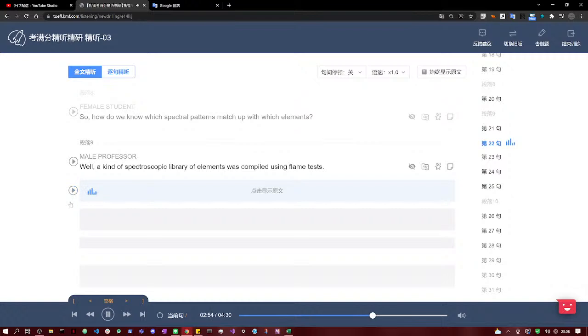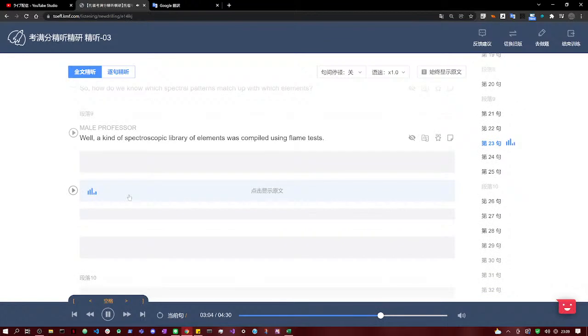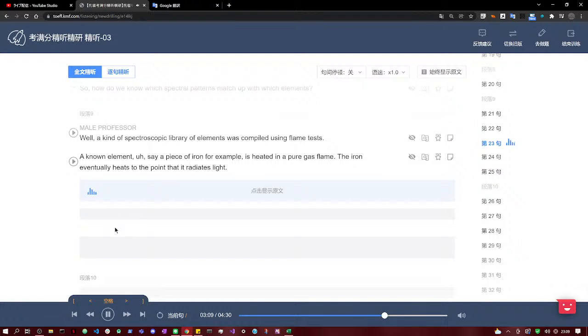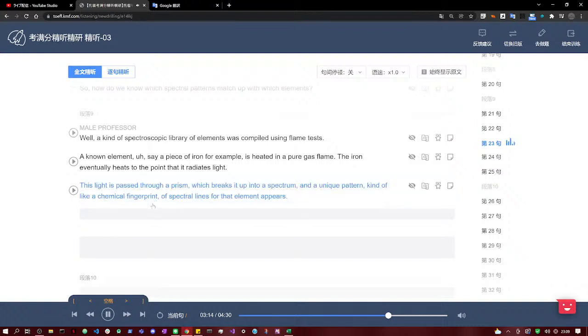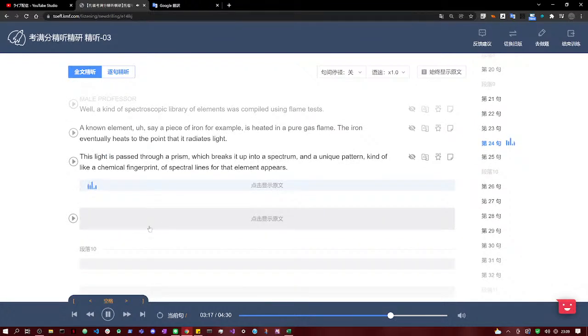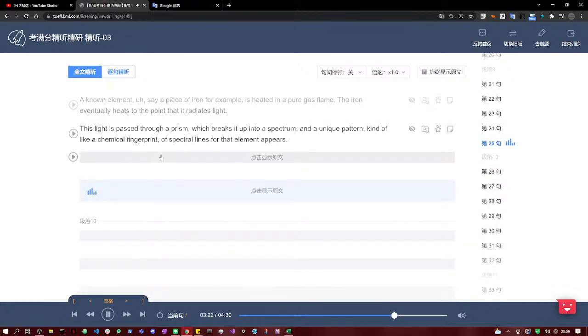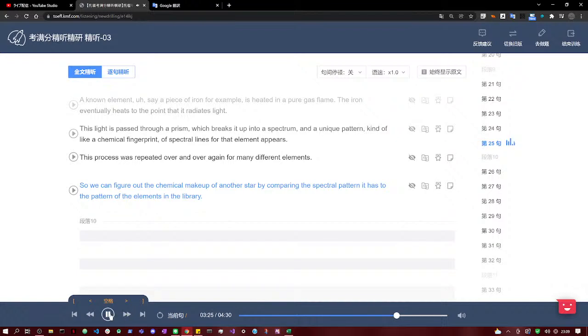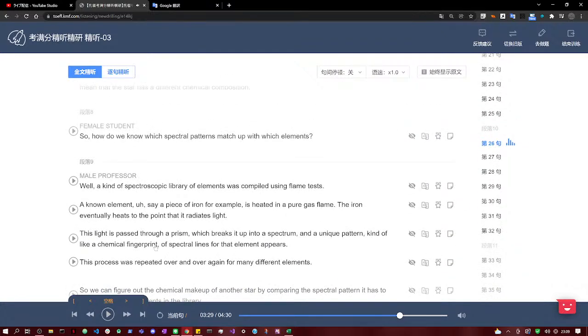A known element, say a piece of iron, for example, is heated in a pure gas flame. The iron eventually heats to the point that it radiates light. This light is passed through a prism, which breaks it up into a spectrum. And a unique pattern, kind of like a chemical fingerprint of spectral lines for that element, appears. This process was repeated over and over again for many different elements, so we can figure out the chemical makeup of another star by comparing the spectral pattern it has to the pattern of the elements in the library.